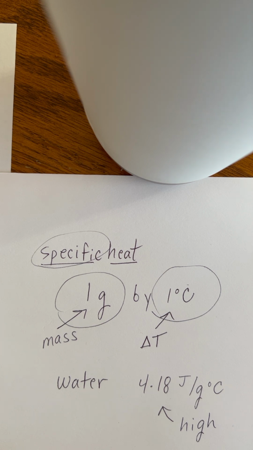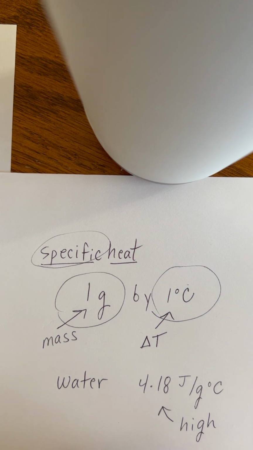This is what I always think of when I think of trying to get a pot of water on the stovetop to boil when I'm making my macaroni and cheese. It takes a good while. It takes some time. That's because of water's high specific heat value. It takes a lot of energy to change the temperature of water.